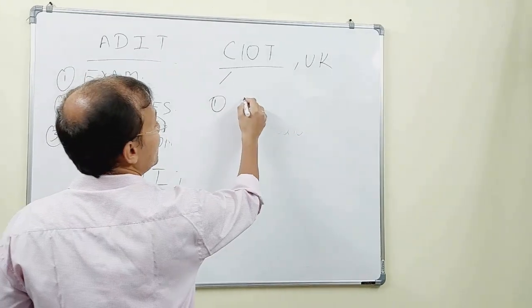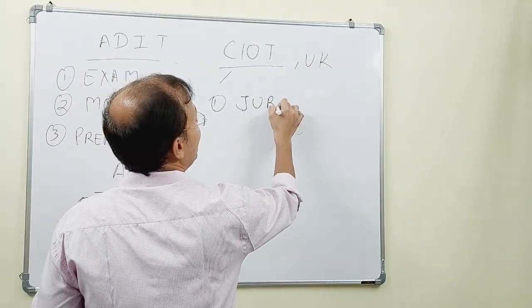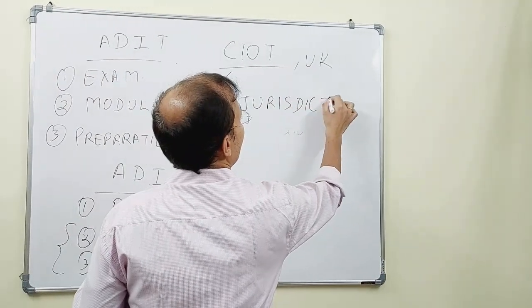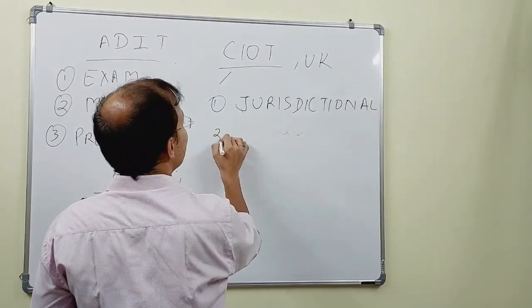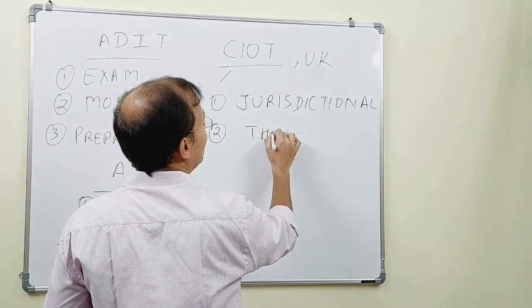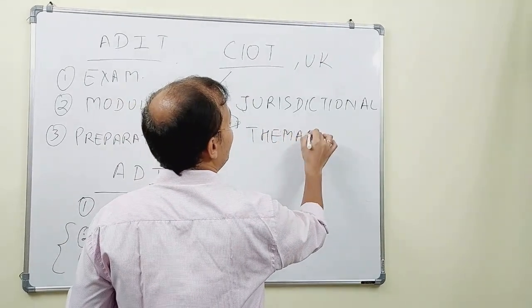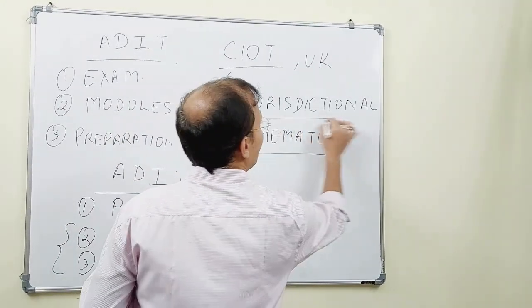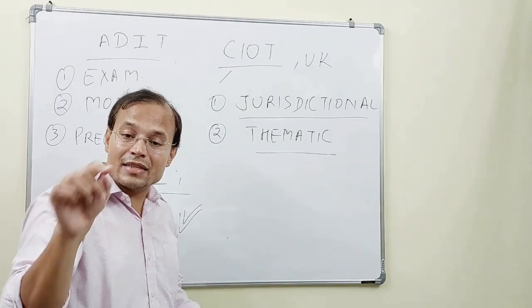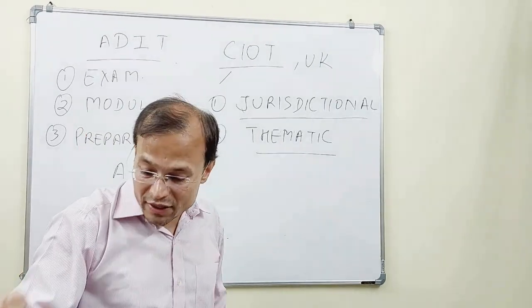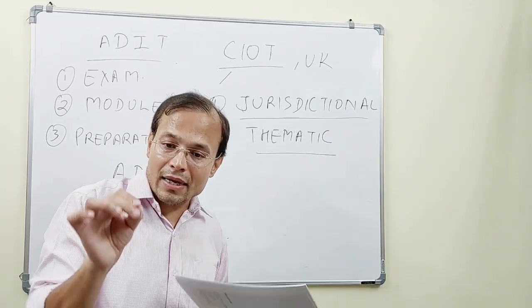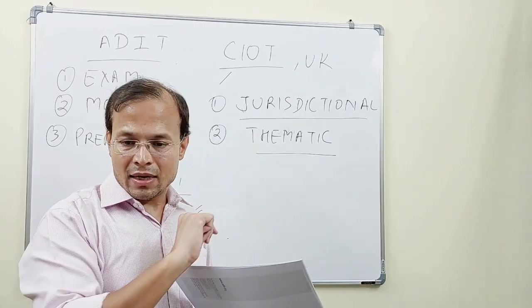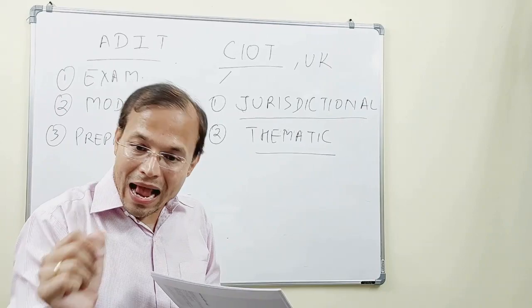One type of subjects is the jurisdictional module. And the second type is thematic. Jurisdictional module is that module which will help you to opt for any specific country's taxation system as a subject.